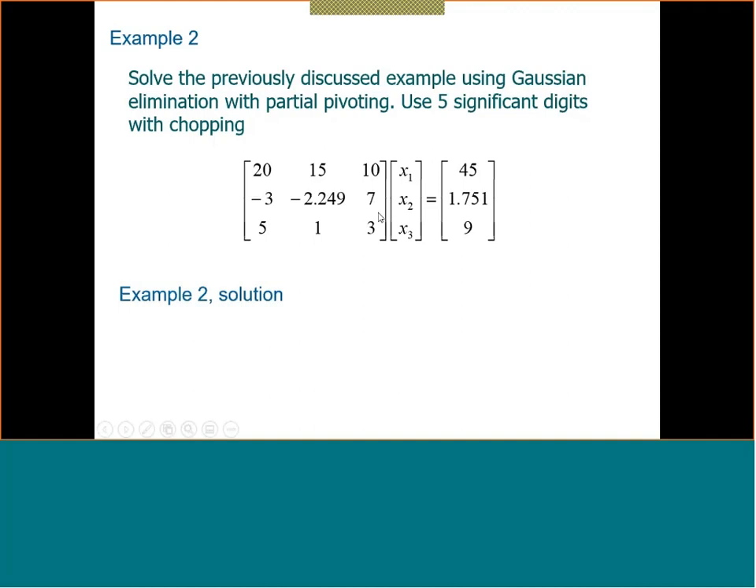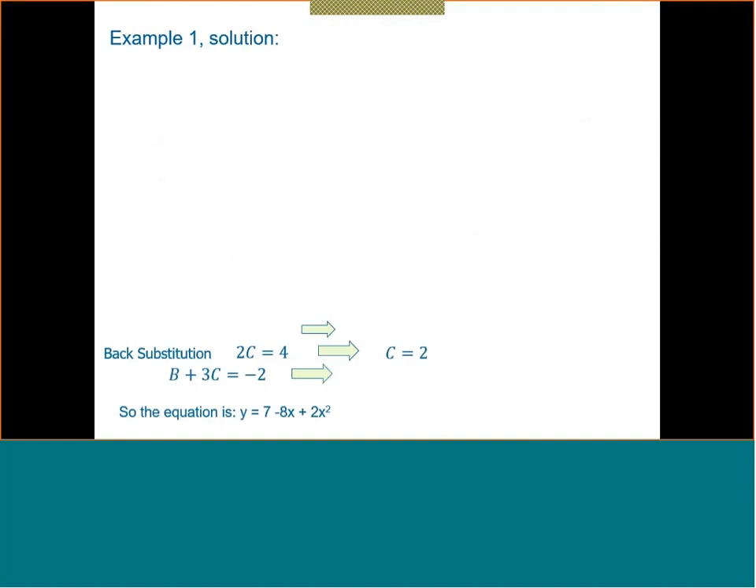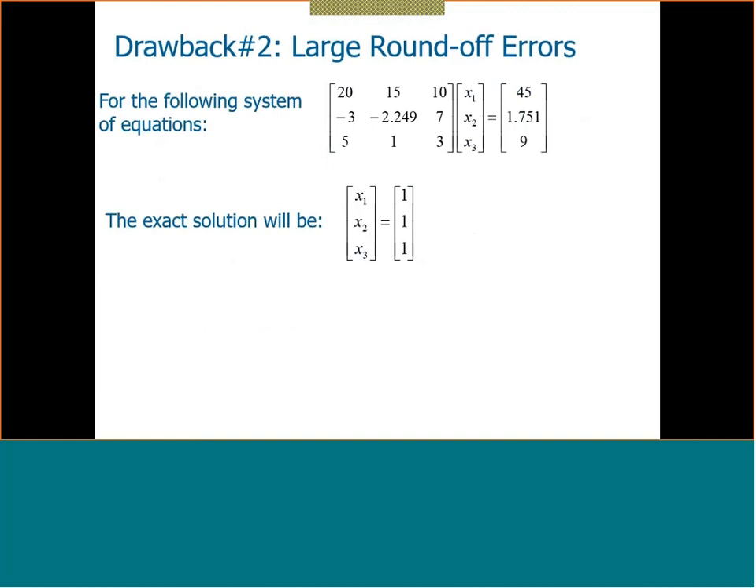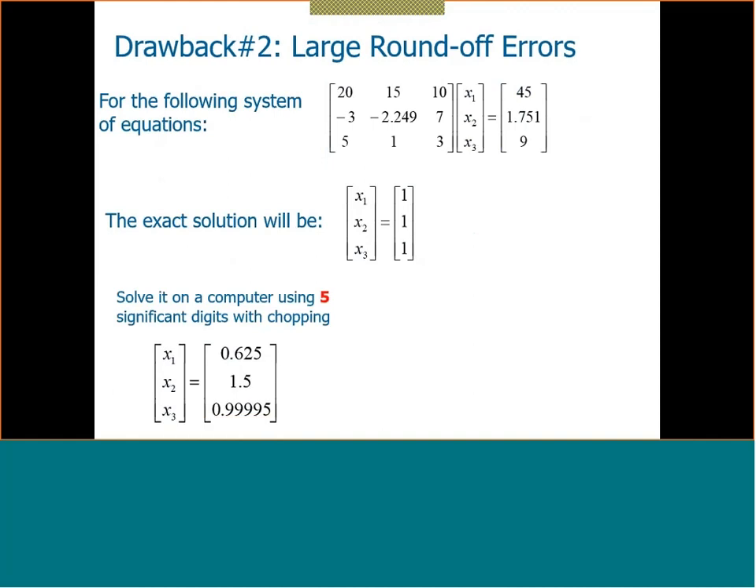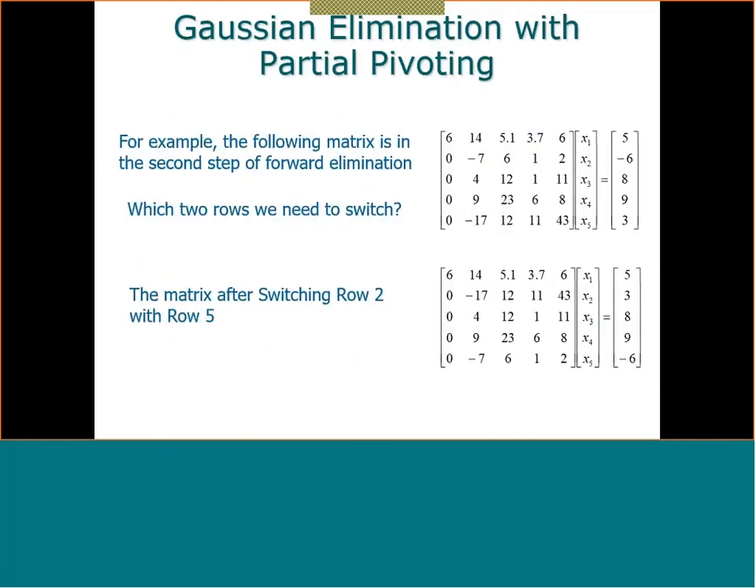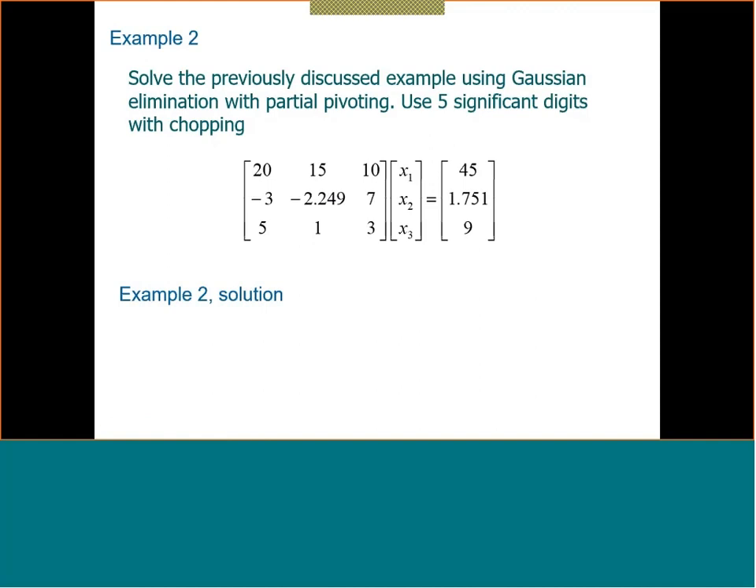This is exactly the same example I showed you before, when we talked about the problems with Gauss elimination. When we used 5 significant digits, the answer was 0.6251, 0.5, and 0.99995, while the actual answer is 1, 1, 1. So we'll see now if we apply partial pivoting, how this can help us to minimize or get rid of this problem. So how do we apply partial pivoting?